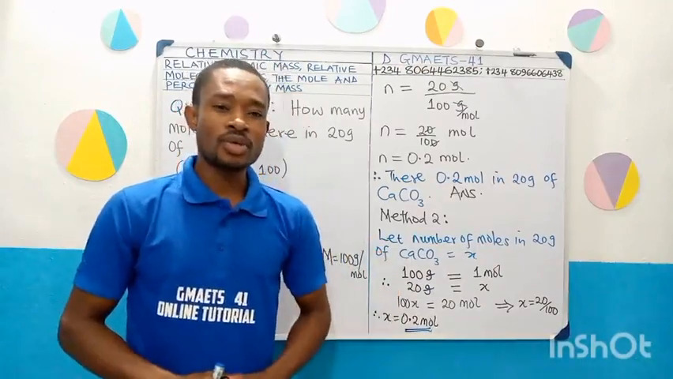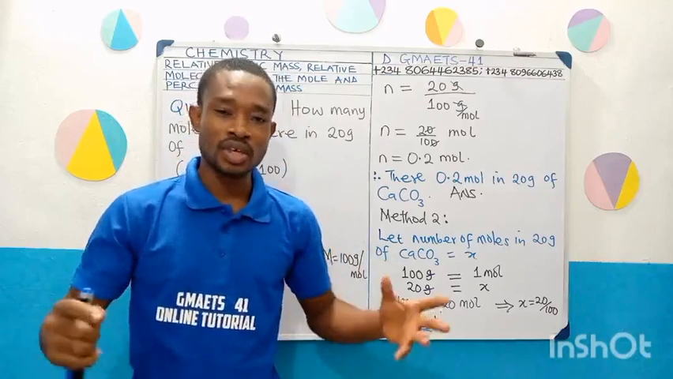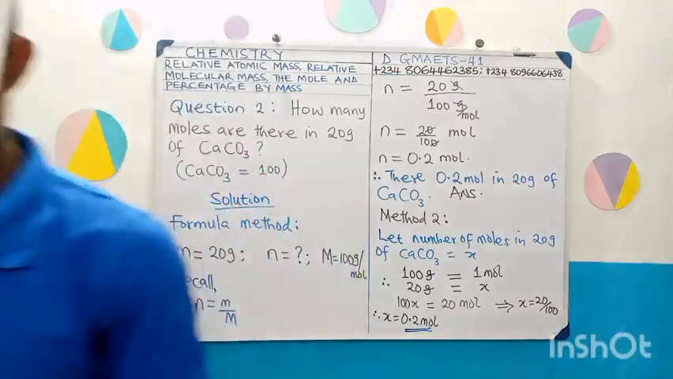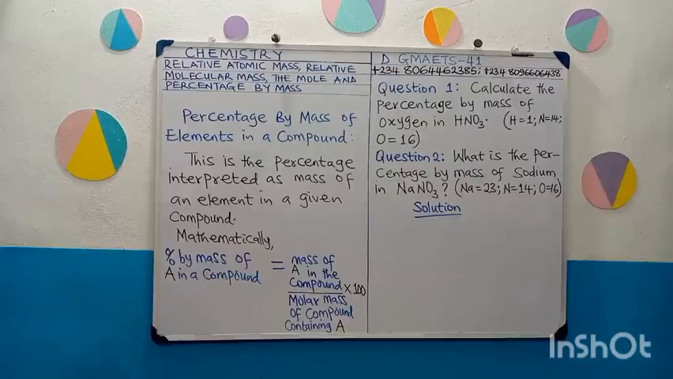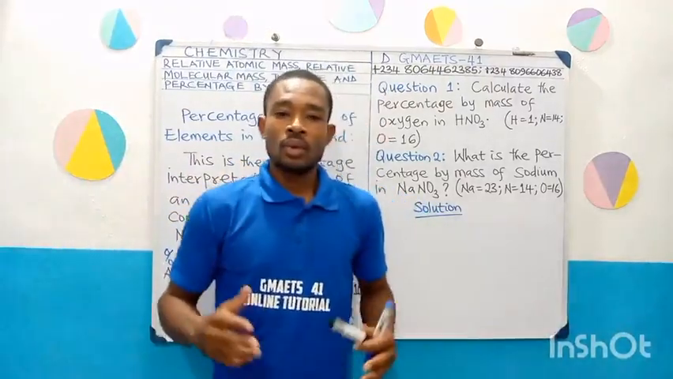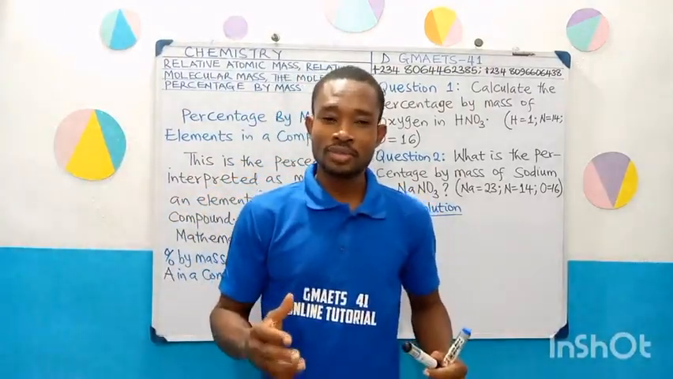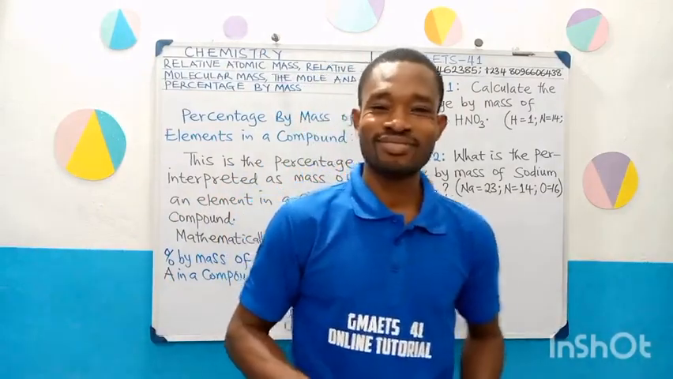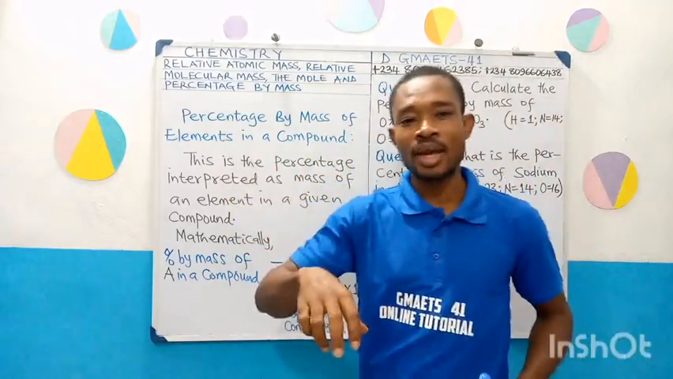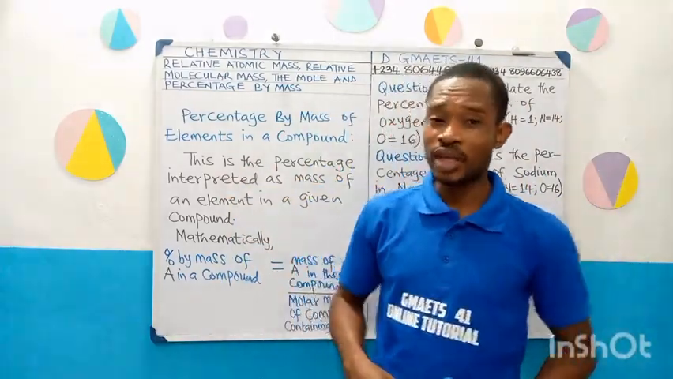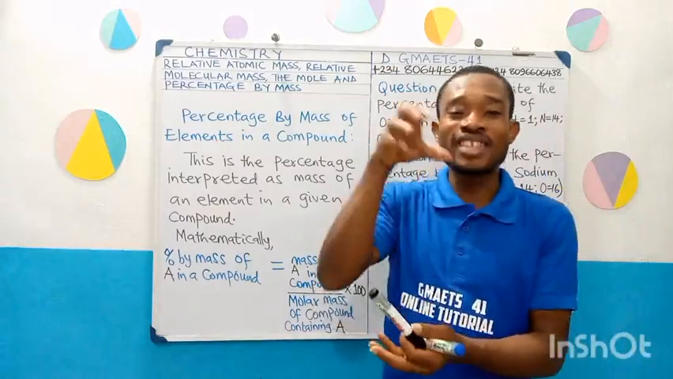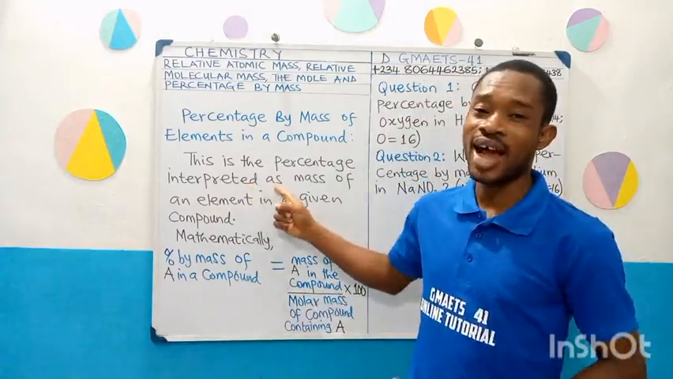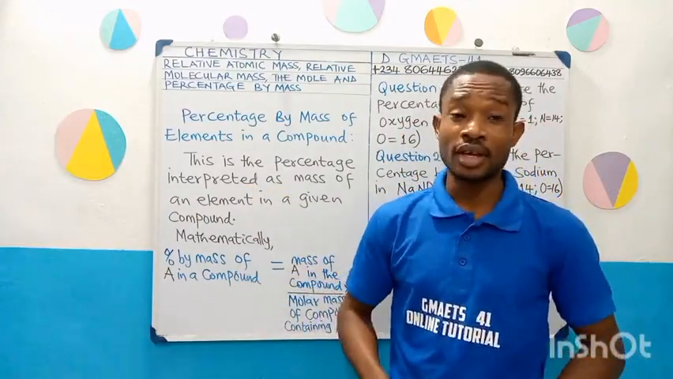It is time we solve problems on percentage by mass of an element in a compound. We are going to learn about percentage by mass of an element in a compound. What is this? The percentage by mass of an element in a compound is simply the percentage of that element in that compound. And that percentage is usually interpreted as the mass of the element in the compound.